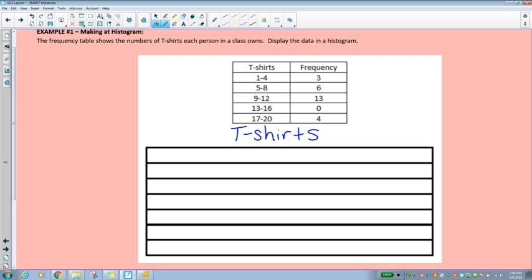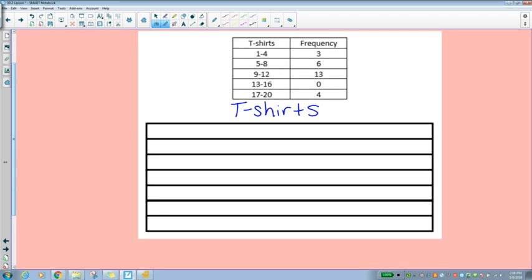So on my graph here, I'm going to label the bottom t-shirts students own, because those are the t-shirts that the class students own. And then on the left side, up the side, I'm going to have the frequency. The frequency is always up the left side of a histogram.